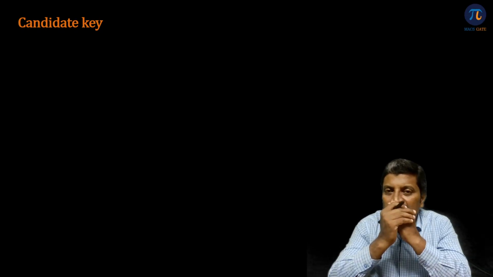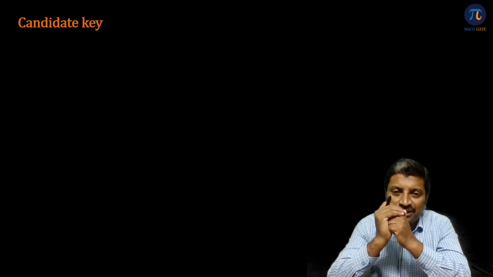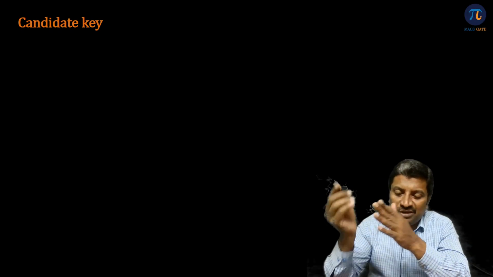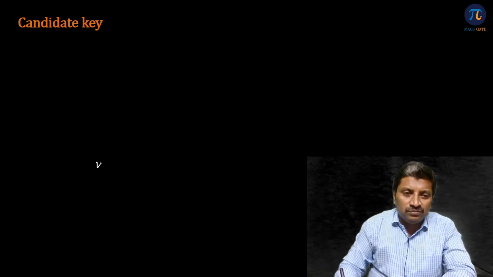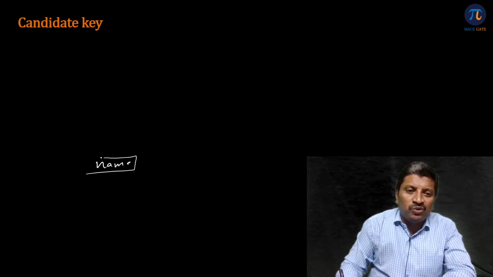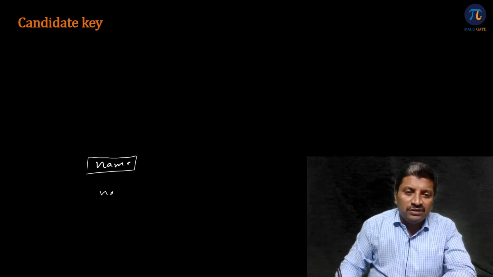Am I right, sir? Similarly, suppose I give name comma age. The student name is Sudhakar and age is 20. There is a chance of having two or more students with the same name and same age. So with only name, it may not be possible to identify the records uniquely. Similarly, with name comma age, it may not be possible to identify the students uniquely.